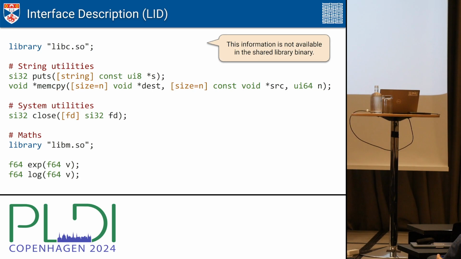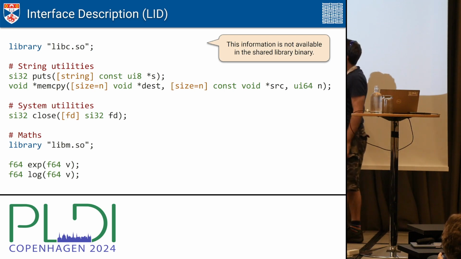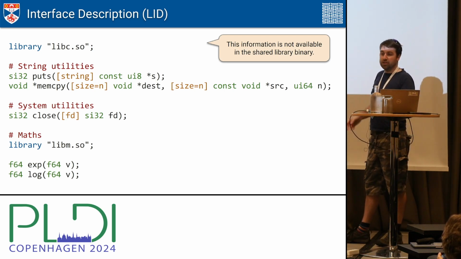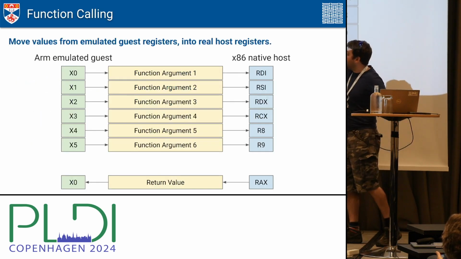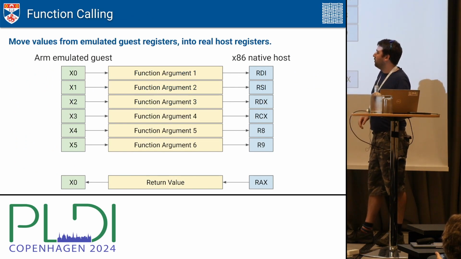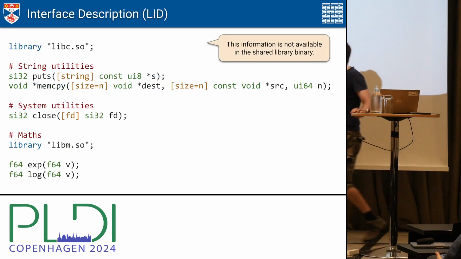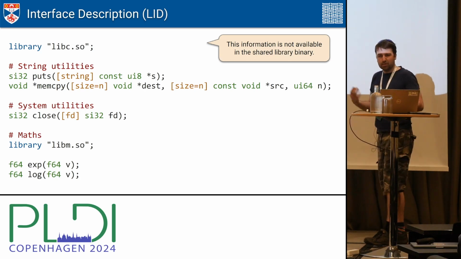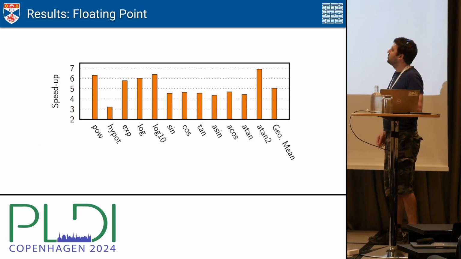So we've got the puts function there, which has one parameter, and memcpy has a couple of different parameters here. And this interface description language tells our DBT which of these arguments to copy over and which type each one is. Because if we have floating point numbers, they go into different registers than integer registers. So that's why we need an interface definition language.